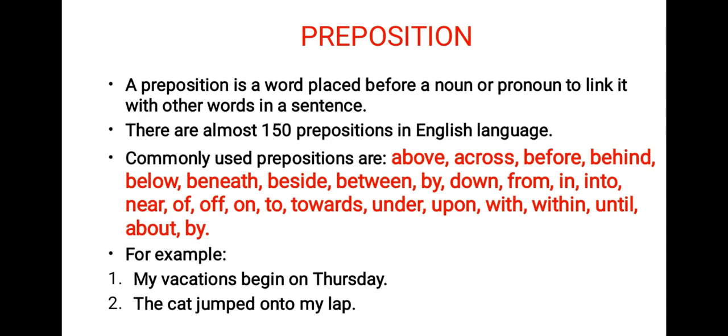For example, we can say my vacations begin on Tuesday. So on here is a preposition which combined Tuesday with the rest of the sentence. Now, the cat jumped onto my lap. Here, onto is the preposition which combined the two parts of this sentence.